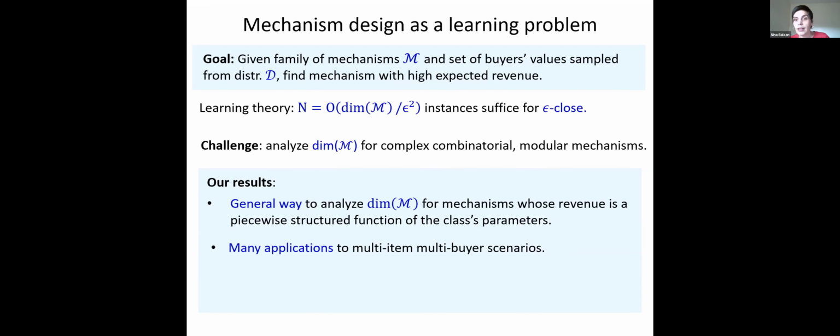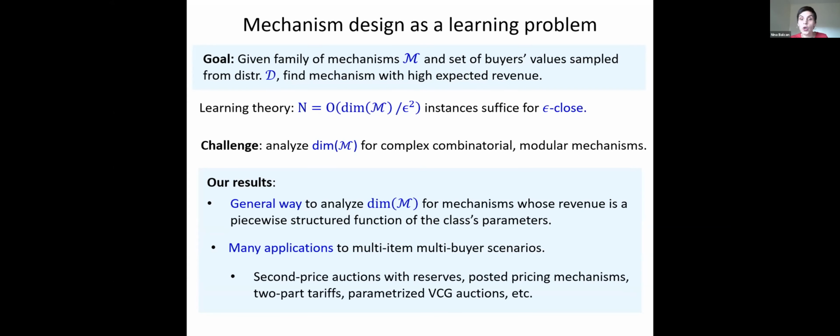I'll go through this in more detail in a bit, but before going to the details, I want to mention that this result has many applications to multi-item, multi-buyer mechanism design scenarios, including second price auctions with reserves, posted price mechanisms, two-part tariffs, parameterized VCG auctions, and so on.